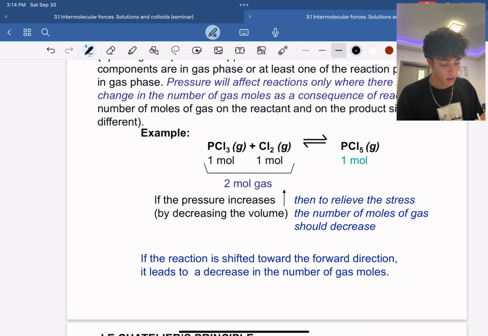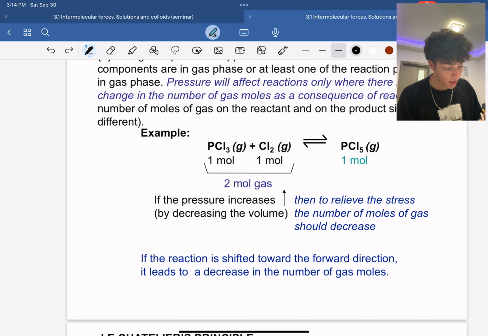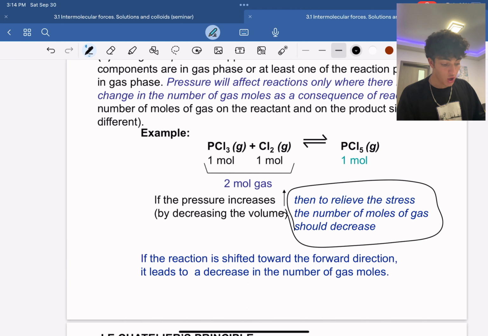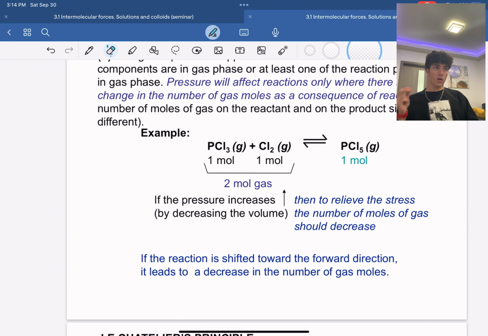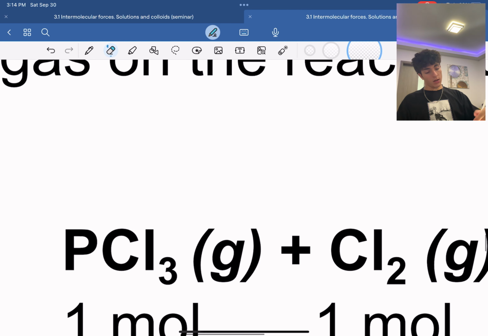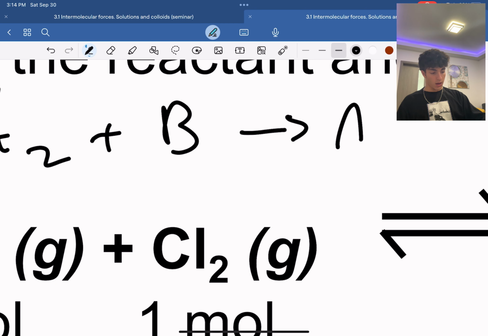So, if the pressure increases, okay, then to relieve the stress, we need to have a shift. Le Chatelier's principle, right? But this one doesn't really work in terms of thinking about it in terms of concentration or the heat. The trick is even simpler for this. So, I give you an equation, A2 plus B gives AB.